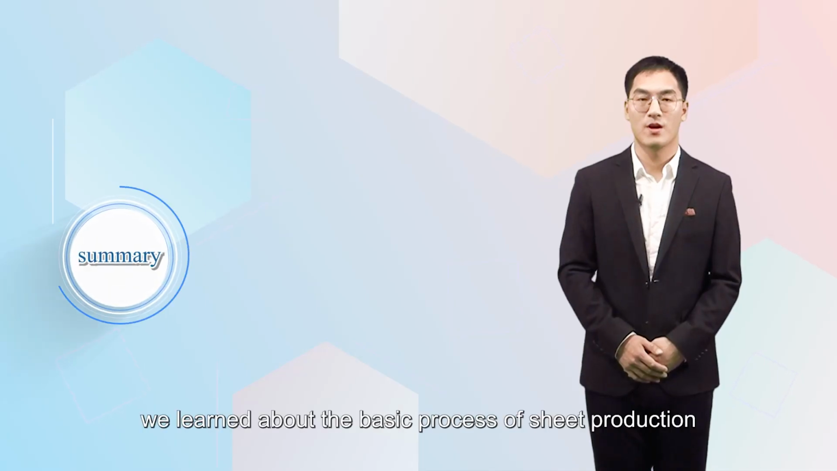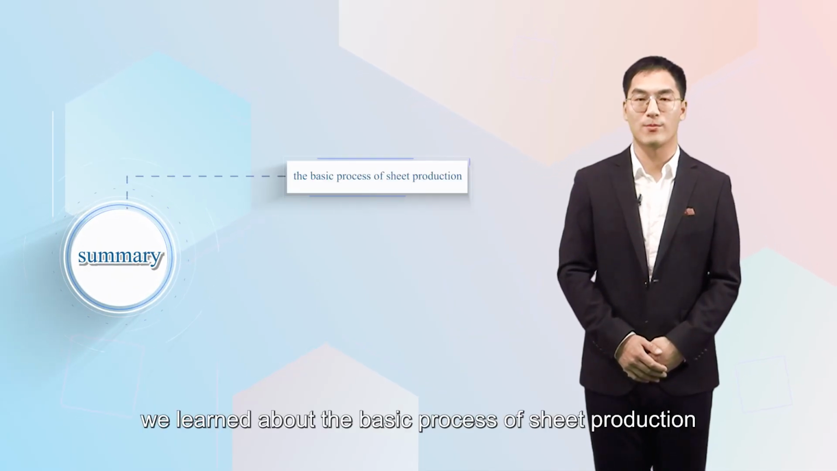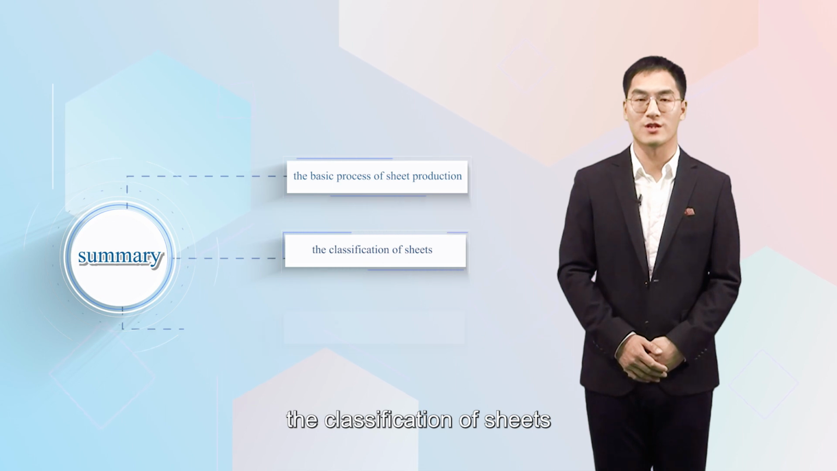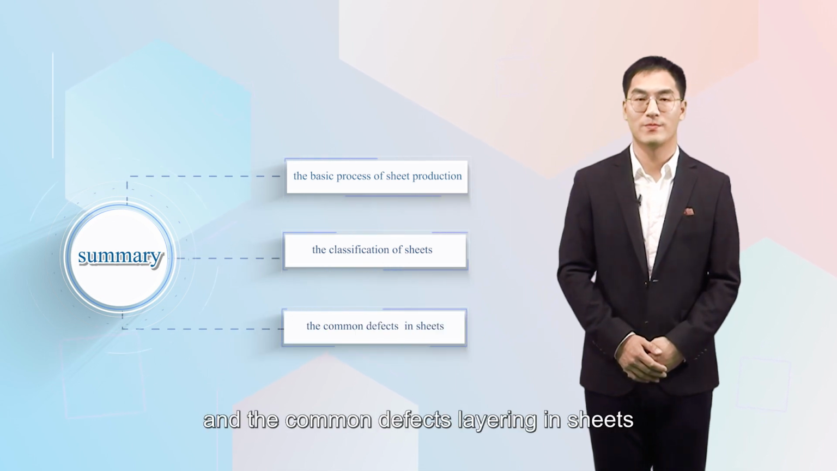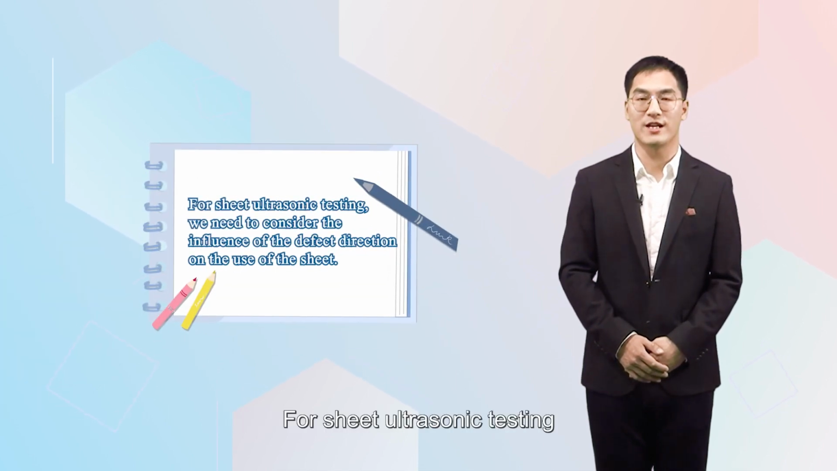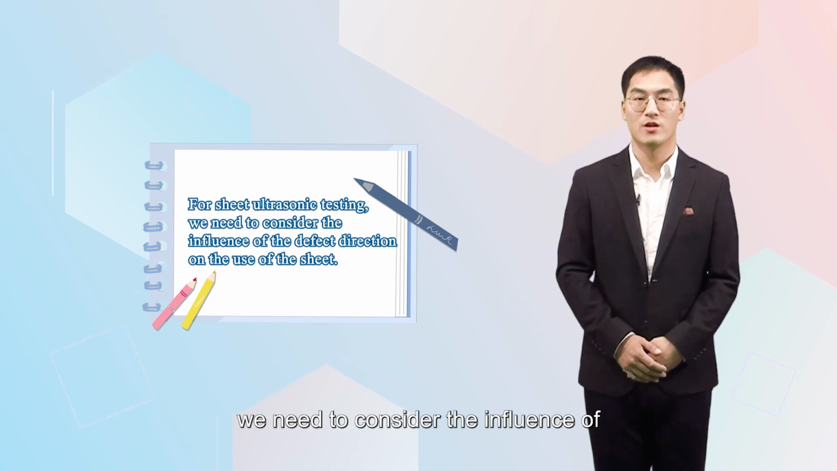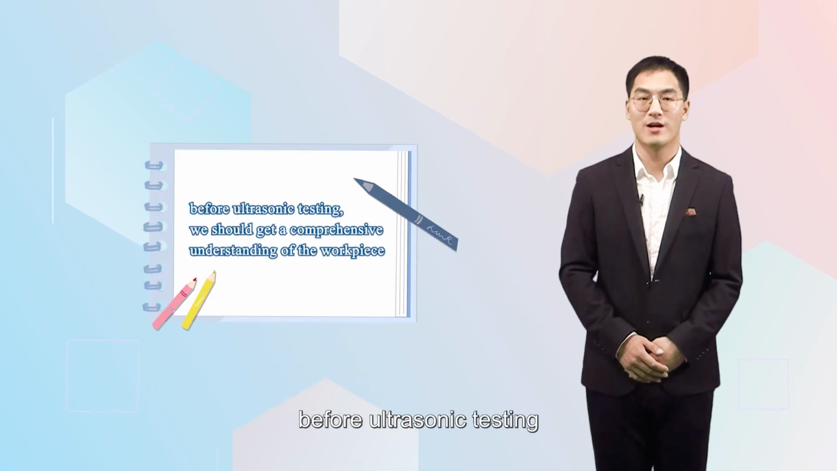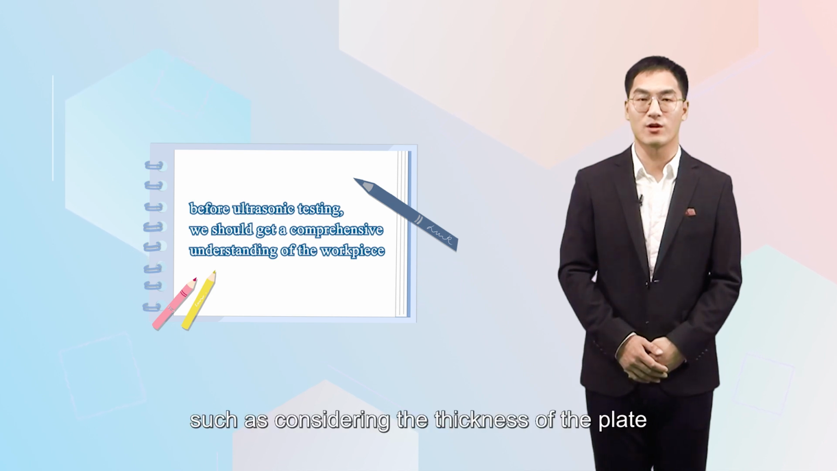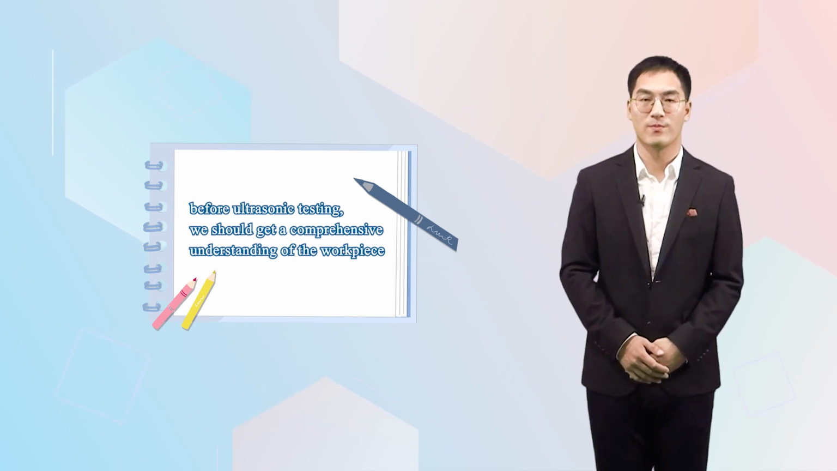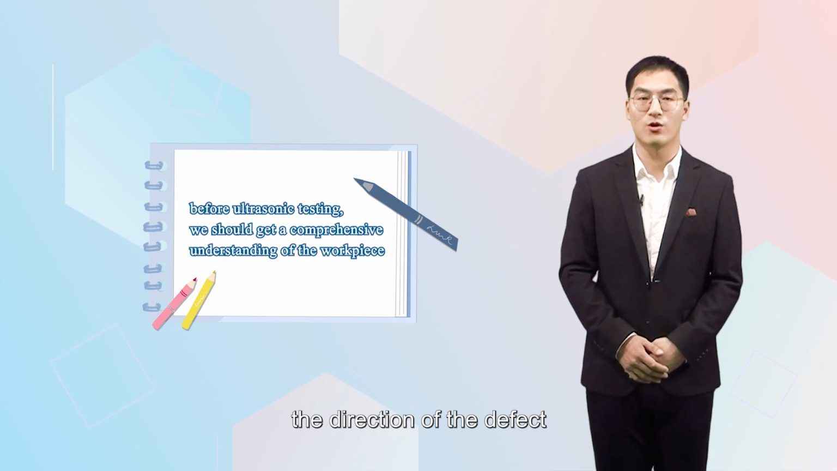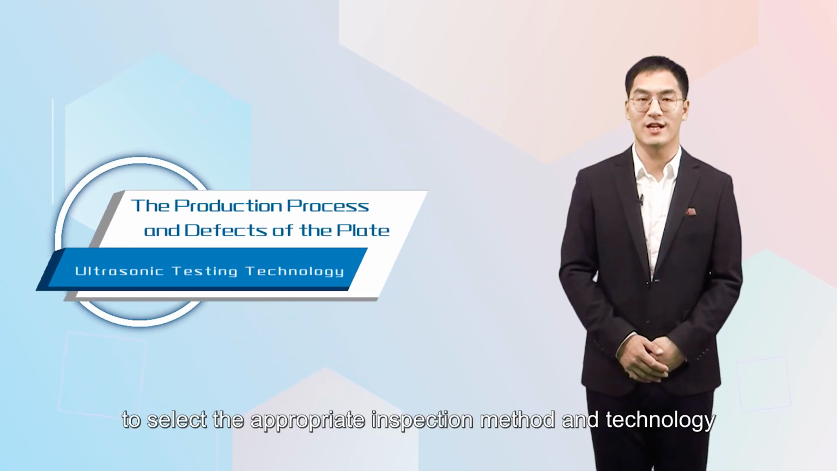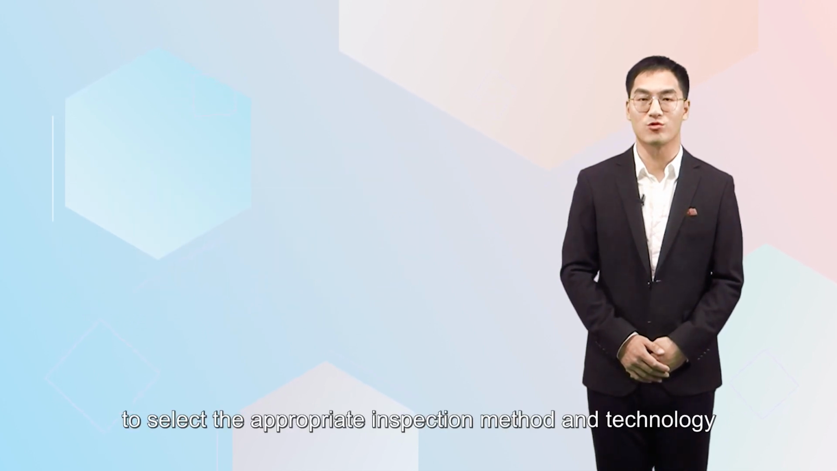In this lesson, we learned about the basic process of sheet production, the classification of sheets, and the common defects in sheets. For sheet ultrasonic testing, we need to consider the influence of the defect direction on the use of the sheet. Therefore, before ultrasonic testing, we should get a comprehensive understanding of the workpiece, such as considering the thickness of the plates, possible defects, the direction of the defects, etc., to select the appropriate inspection method and technology.